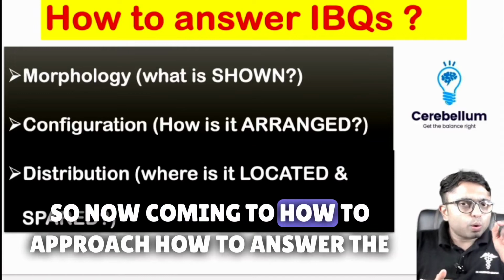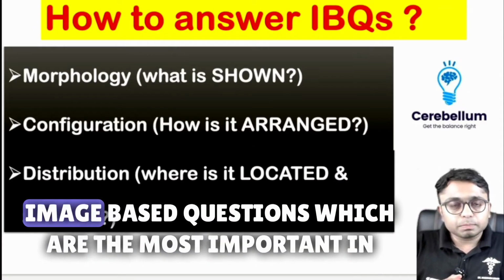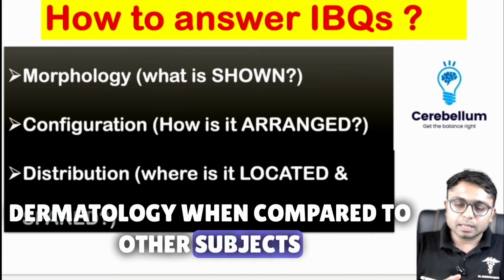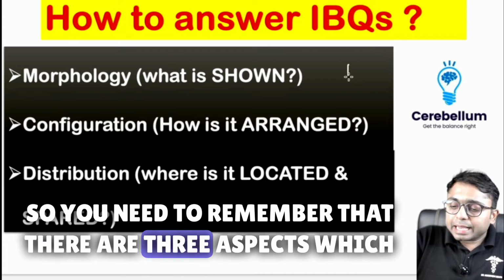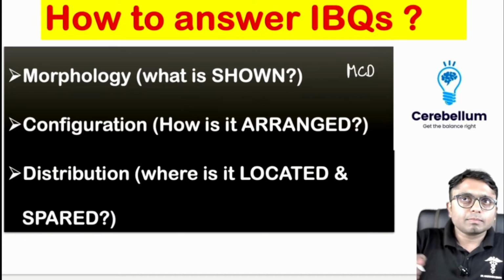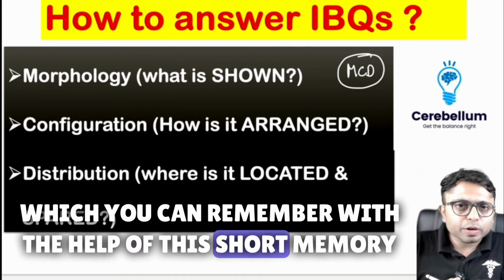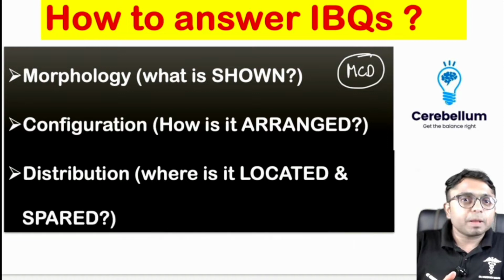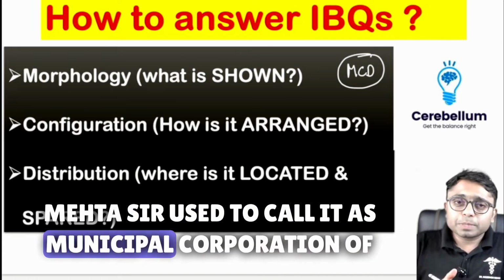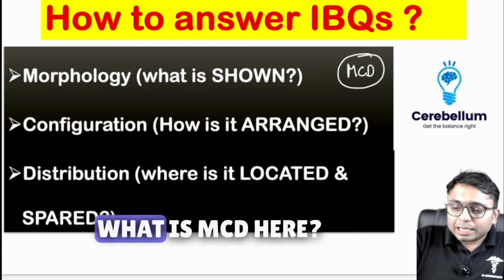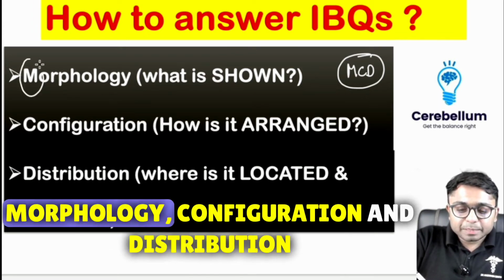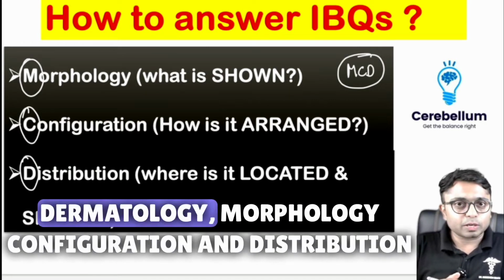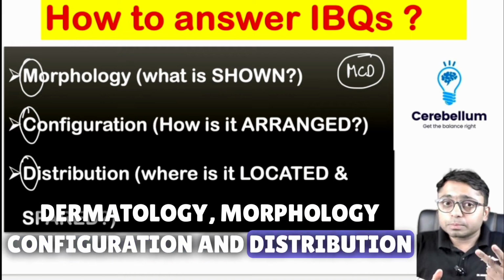So now coming to how to approach and answer the image based questions, which are the most important in dermatology when compared to other subjects. You need to remember that there are three aspects which must be remembered, which you can remember with the help of this short memory aid, that is a mnemonic. MCD. When I was doing my DMB, Mehta sir used to call it the Municipal Corporation of Delhi. What is MCD here? Morphology, configuration and distribution. So this is the Municipal Corporation of Delhi in dermatology. Morphology, configuration and distribution of the lesions.